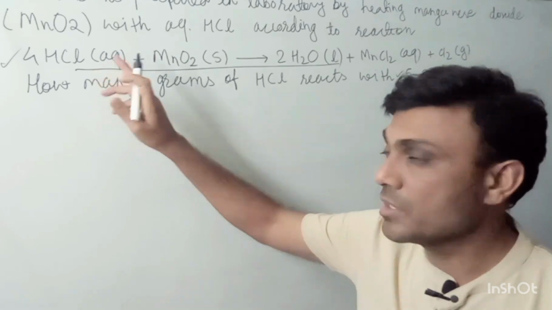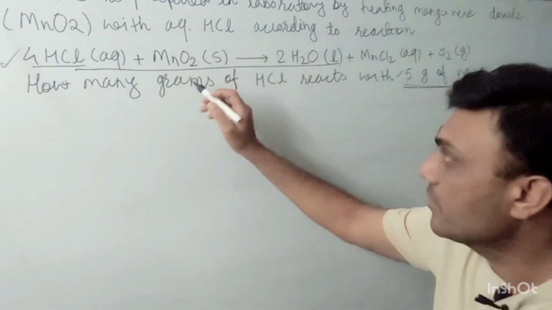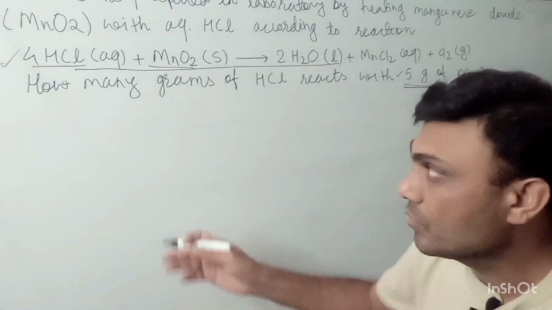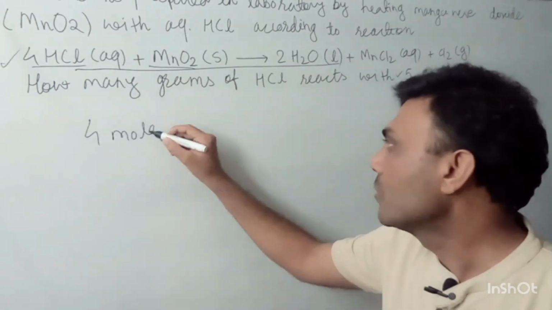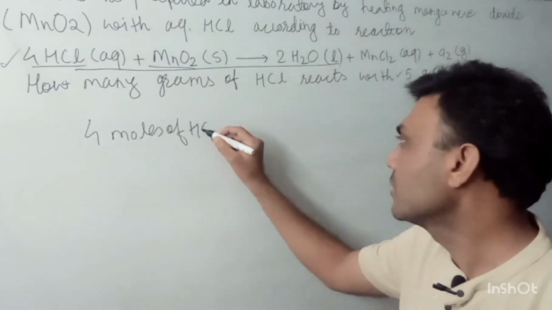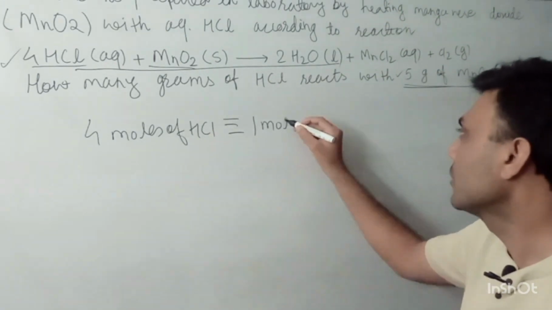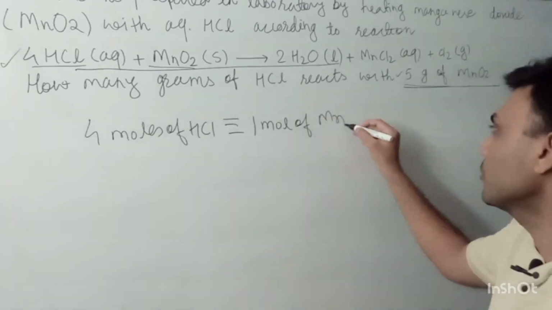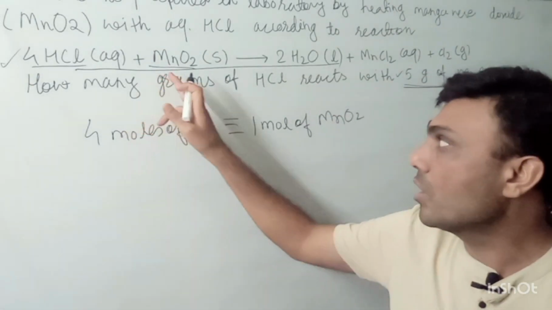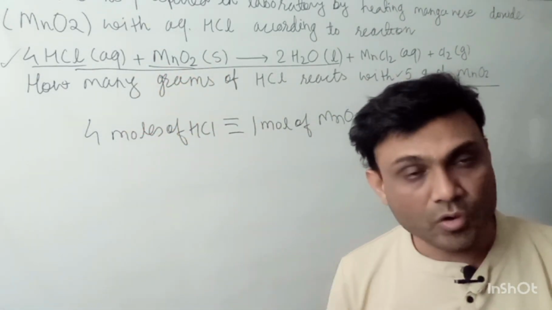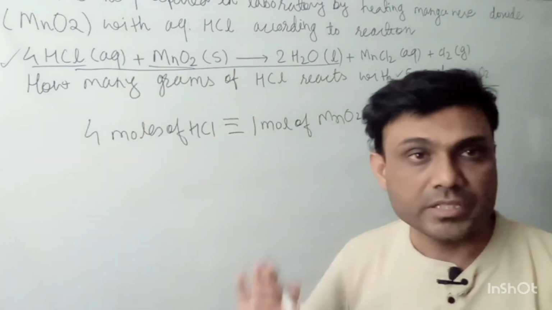तो सबसे पहले रिएक्शन में आप देखो, इन दिस रिएक्शन 4 मोल ऑफ HCl react with 1 mole of MnO2. So we have to write this data, that is 4 mole of HCl reacts with, that is equivalent to 1 mole of MnO2. 4 moles of HCl is equivalent with 1 mole of MnO2. That means 4 mole of HCl will react with 1 mole of MnO2 with the help of this reaction.